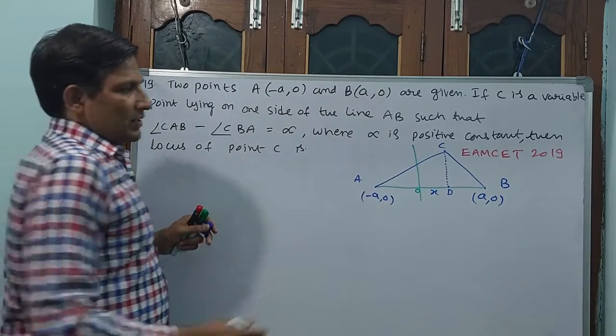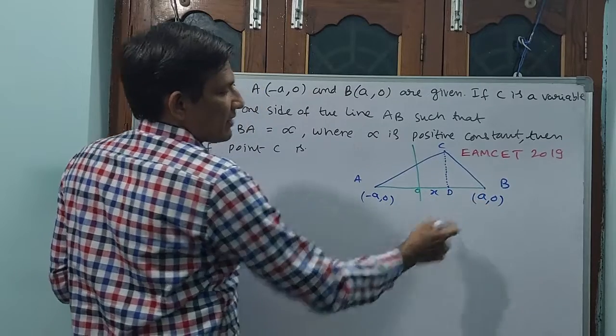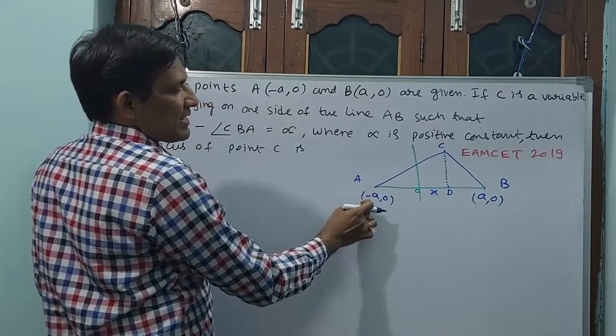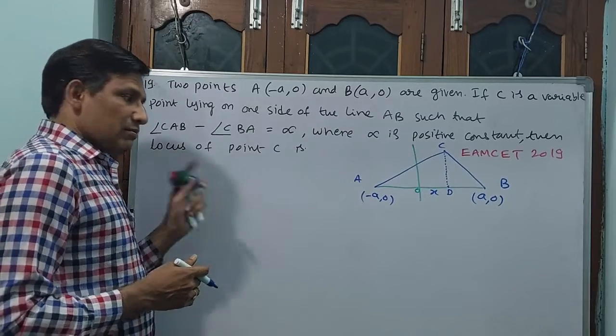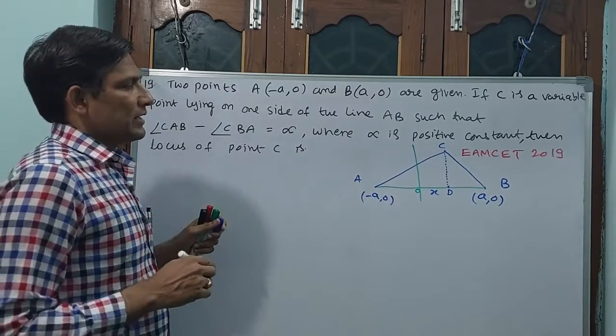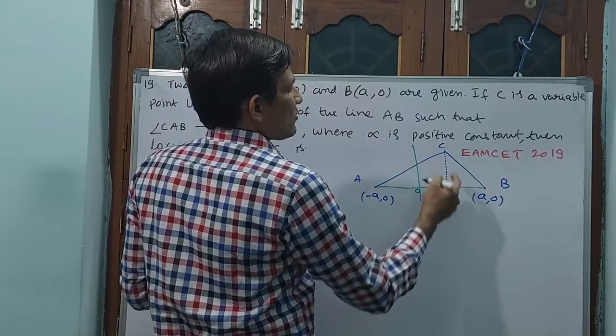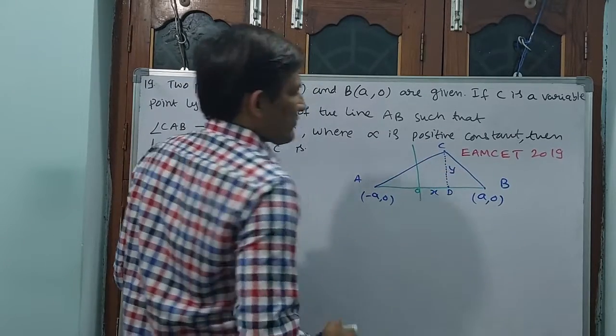You take this OD as x. Then what about OB? OB is a, already mentioned. OA is minus a. Minus a means the distance you have to take as a only, in negative direction, that's all. Like that you have to think. Okay, what about CD then? CD is y.